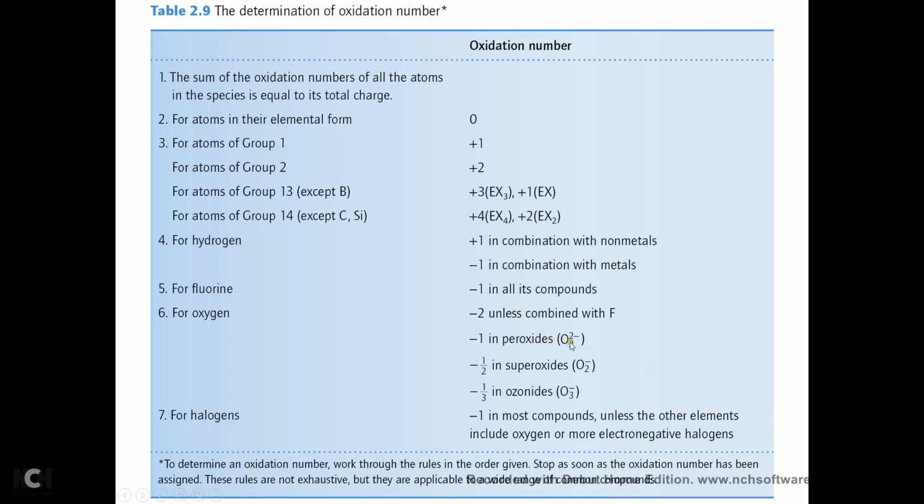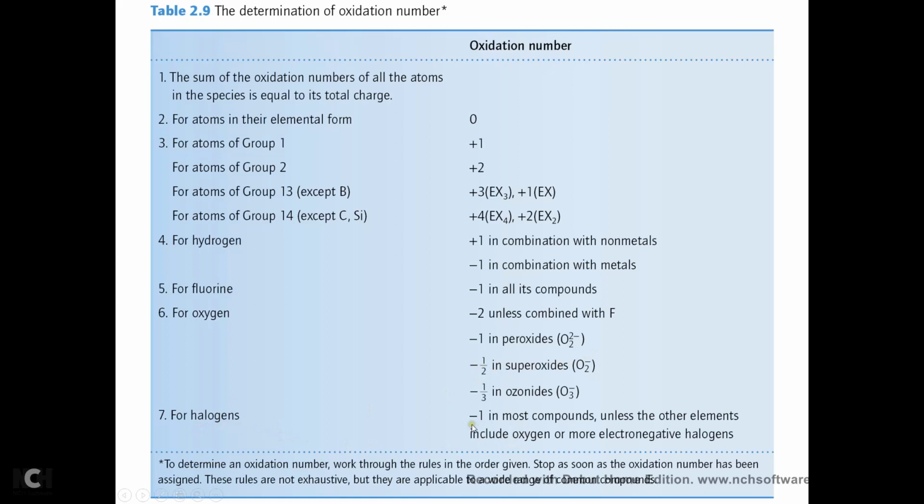When you have a peroxide, it's -1. In H2O2, the oxidation number for oxygen is also -1. For superoxide, overall there's a -1 charge. You need to give this -1 charge to 2 oxygen atoms, so you have -1/2.